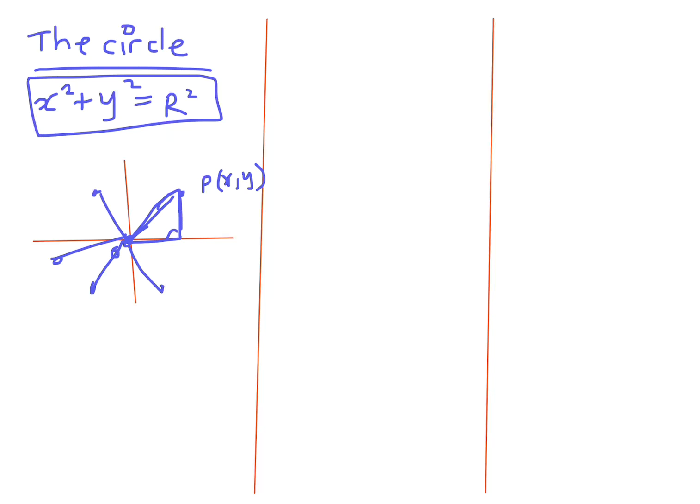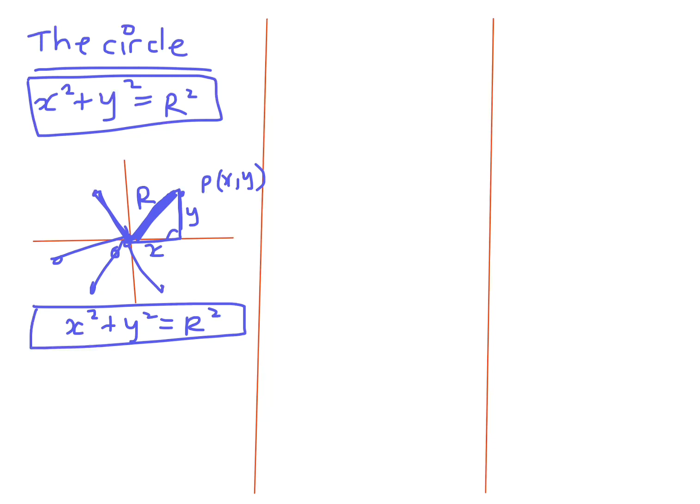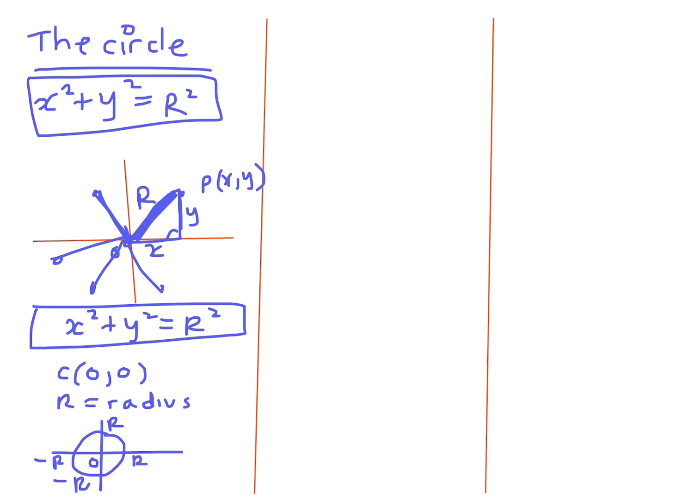If you fix that on there, that's your y value, that's your x, and that's your r, because that point is always r. And you use Pythagoras, then x squared plus y squared will equal r squared. Wherever that point moves, that's the condition it lies under. So the centre of this circle would be (0, 0), and the radius is r. When you draw it, it sits on here, so that's r, that's minus r, and minus r.